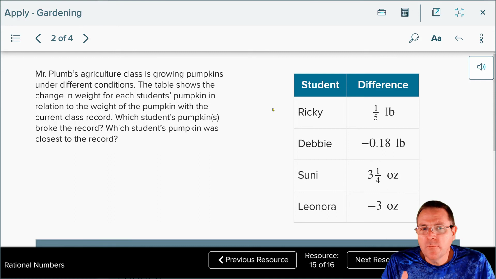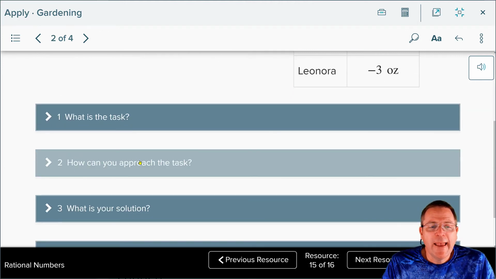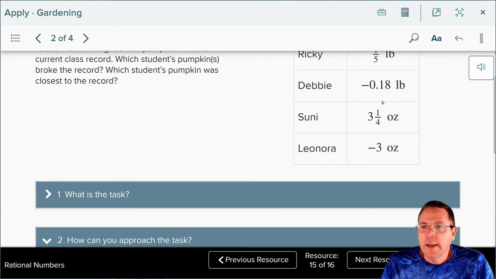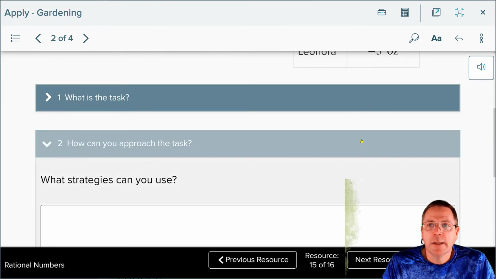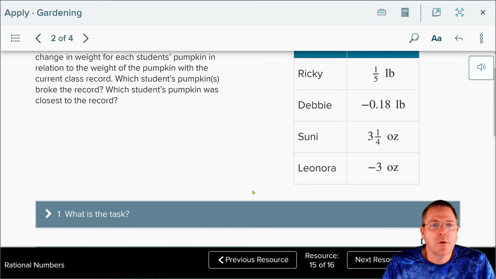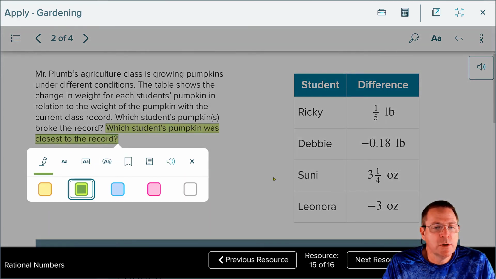Now we are looking for what? We're not looking for the biggest or the smallest. We're comparing each of these to the record pumpkin. So you've got positive values and negative values. What do we need to find? We need to find the absolute value. So how are we going to approach this problem? We're going to convert each one of these fractions into decimals so that they're more easily compared, and then we're going to find which one has the smallest absolute value, because the smallest absolute value is going to answer that question of which one's going to be closest.